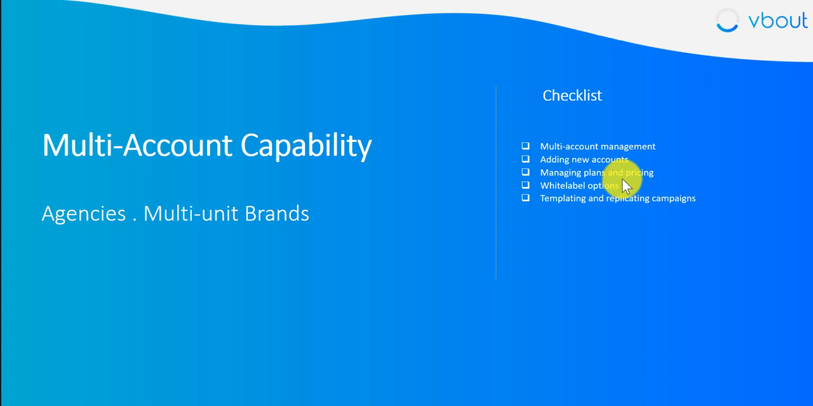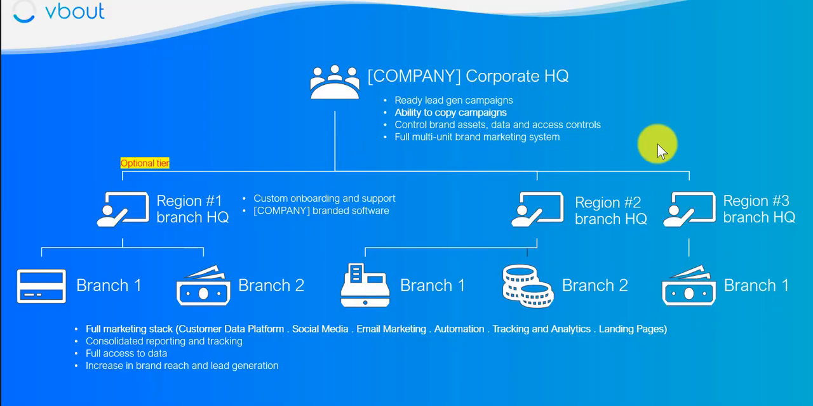To summarize a bit how a multi-unit architecture looks like, this can be one example where your company has a headquarters. You can create your lead gen at the high level. You can copy campaigns, control brand assets, and also have a full multi-unit marketing system. So we almost help you as an agency or a franchise or a chain business to consolidate and empower your teams at the corporate level to control everything below from a branding perspective, the messaging, and so on.